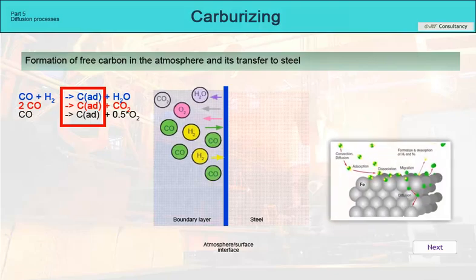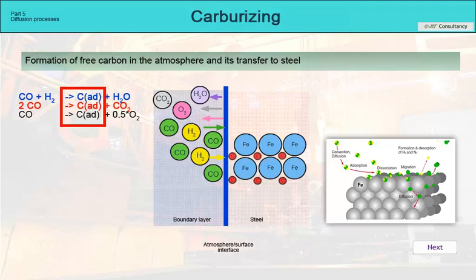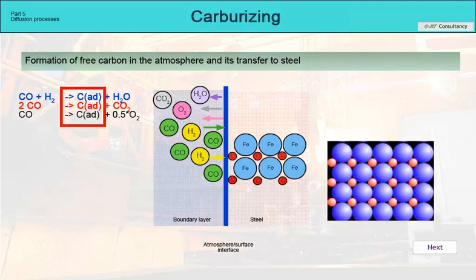Therefore, in order to prepare the carbon for its own diffusion, we must create it in atomic form. Only in this way are we able to get it into the iron lattice, to austenite. Only atomic carbon has a size that allows it to occupy interstitial positions in the austenite lattice. But not all carbon formed in the atmosphere gets into the steel.